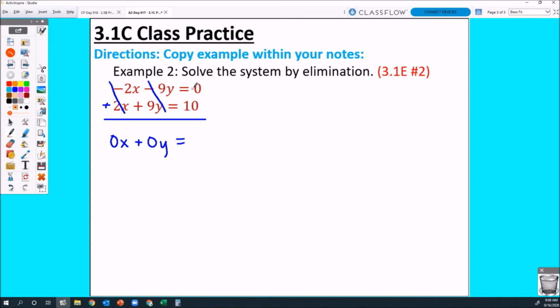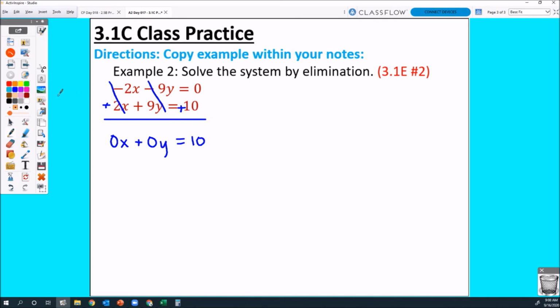Put the equal sign. Here, it's a 0 and a positive 10, so I'm going to put plus 10. So 0 plus 10 is 10. So I end up with a 0x and a 0y. So this is indeed a special case.